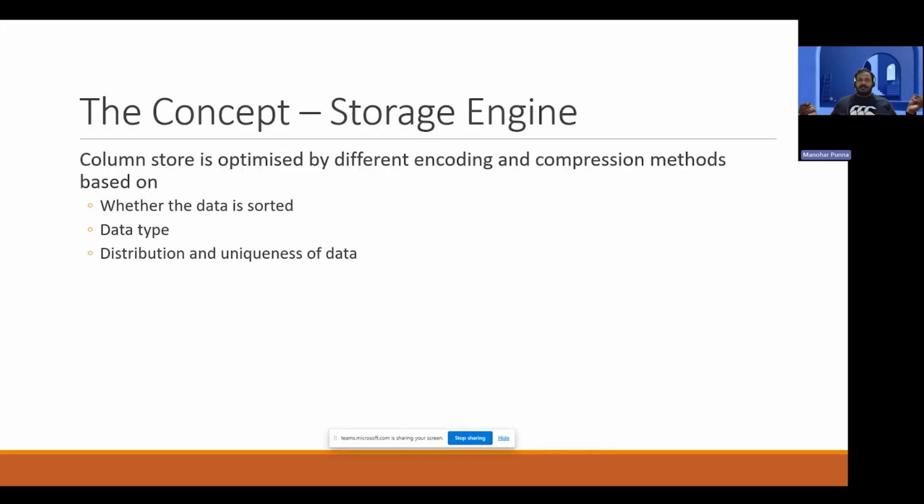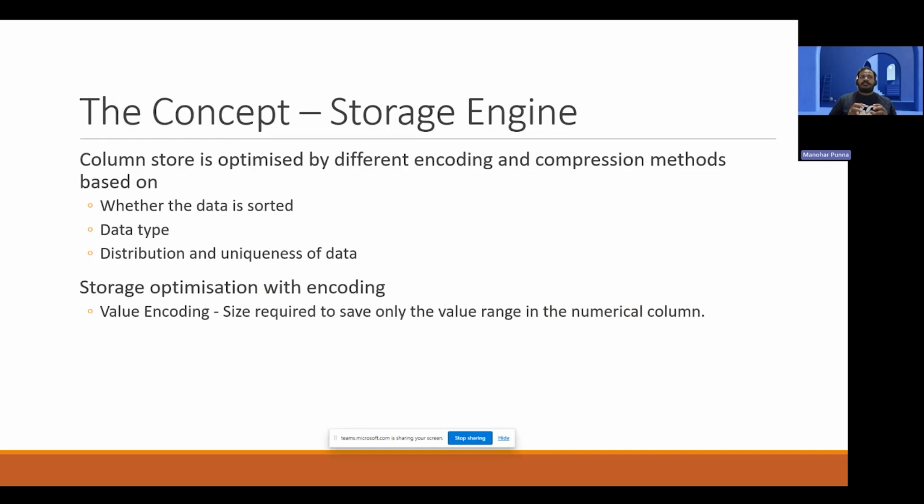The other contributing factor is the distribution and uniqueness of data. If you have a lot of distribution, then it's very hard to compress the data because you have so many unique values. But if you have better distribution and the uniqueness goes down, then you have a lot of repetitions, which means you can easily compress and get better compression efficiencies. So for storage optimizations with encoding, there are many, but I'll just talk about a few of them that are consistently used and more efficient, that give you more results.